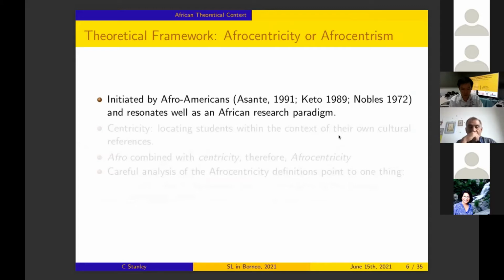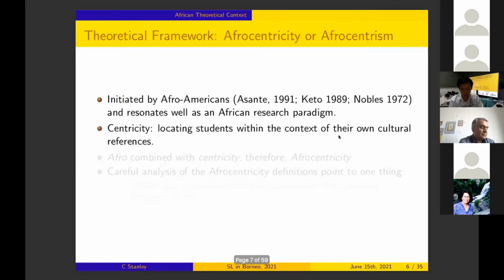You might have heard of something called Afrocentricity or Afrocentrism. This comes from the Afro-Americans, as Asante is popular for publishing this concept, which resonates well with the African research paradigm. So we borrowed that from the Afro-Americans, and it's all about locating students within the context of their culture so that they have better reference to understand things better. Afro combined with centricity, therefore Afrocentricity.